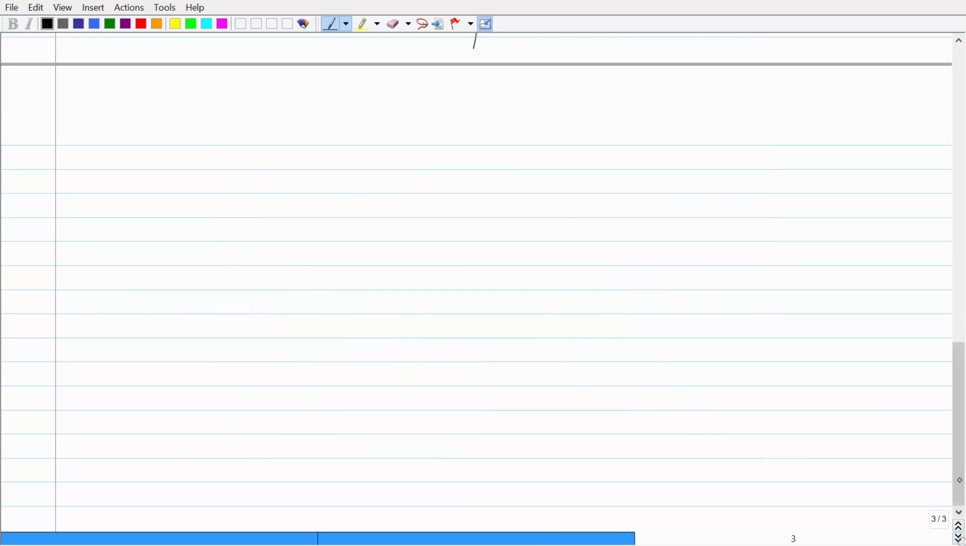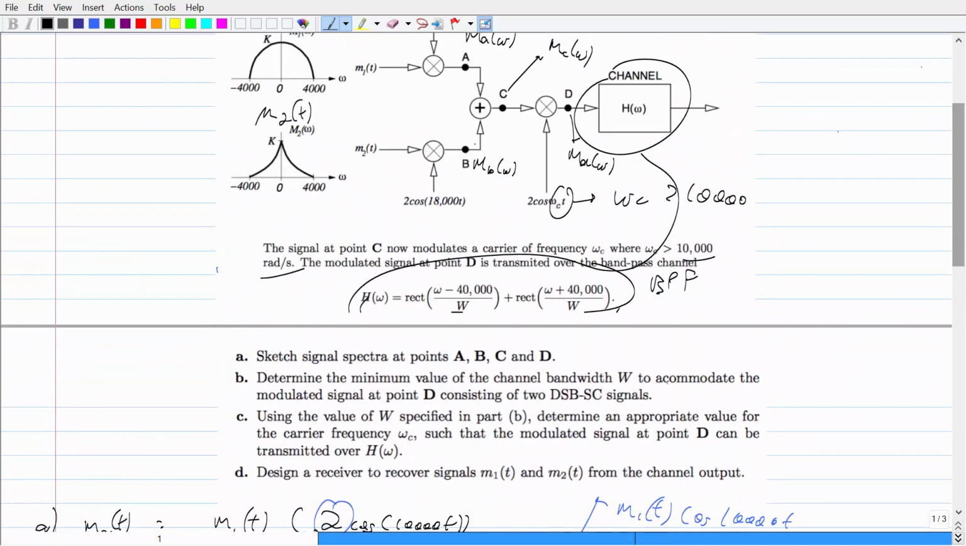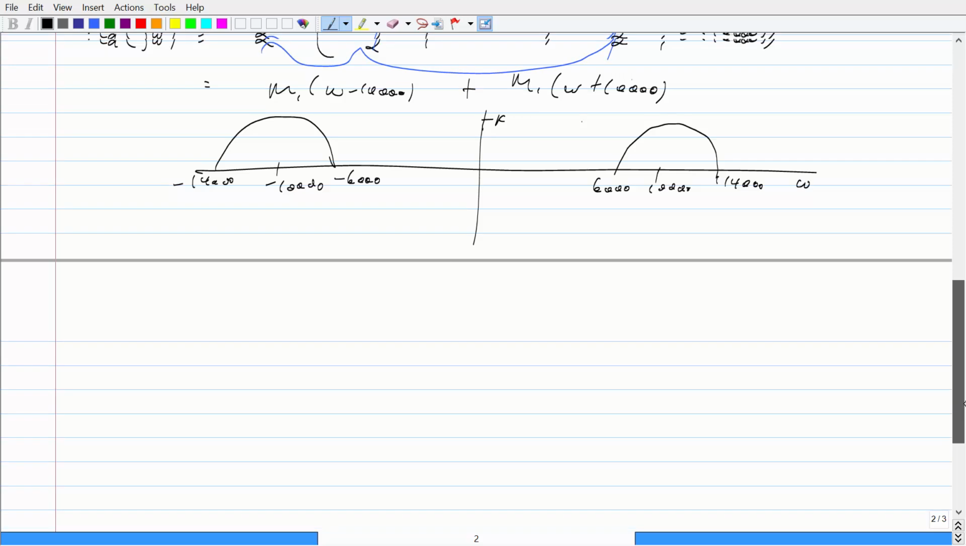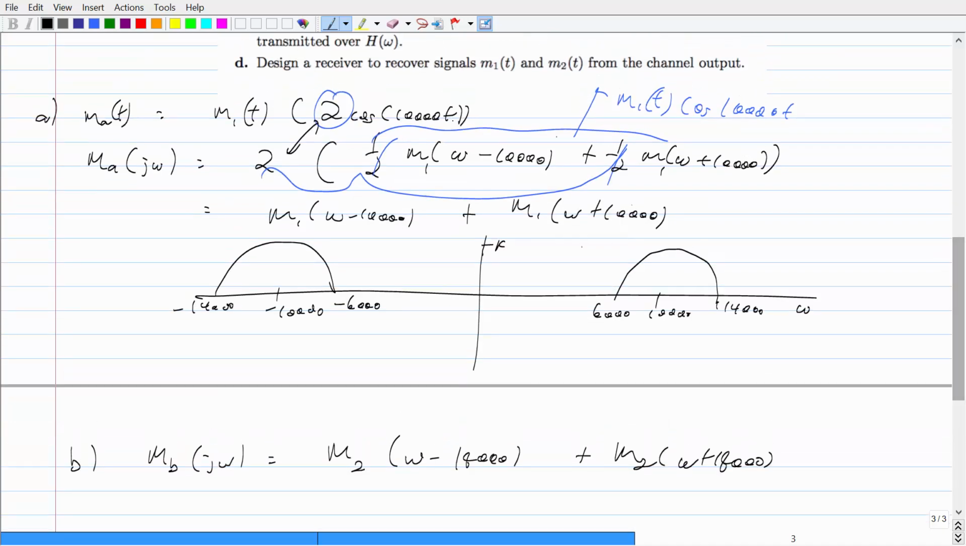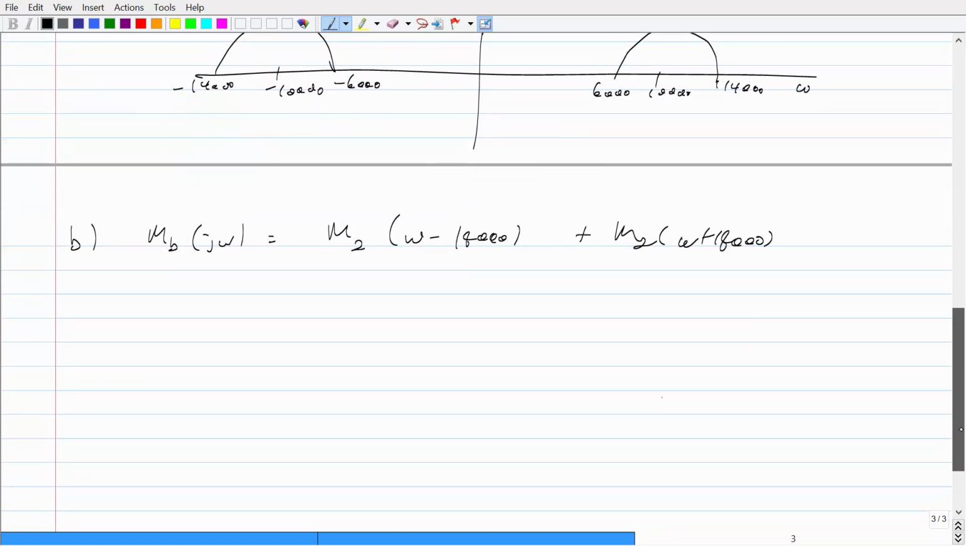Now, if you take a look at B, it's exactly the same thing. We're modulating by 2 cos, but the carrier frequency is different. Instead of plus minus 10,000, it'll be plus minus 18,000. I'll let you work that out on your own, because it becomes M2 at omega minus 18,000 plus M2 at omega plus 18,000. It's basically the same thing as A, but the carrier frequency is not 10,000 anymore, it's 18,000.